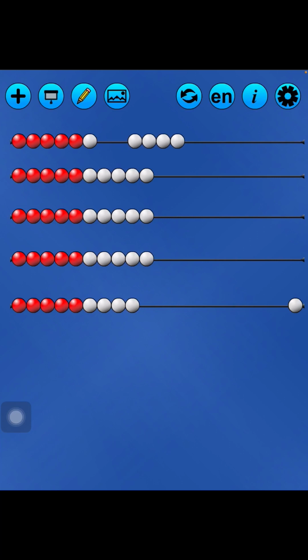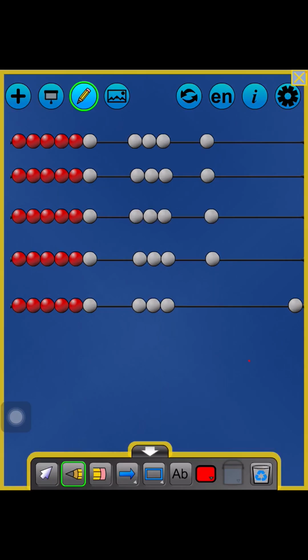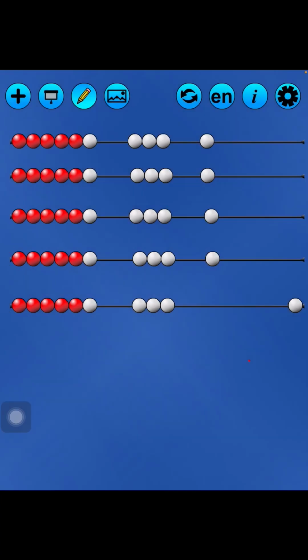How about if each boy gets 6 candies? Now there's 1 group, 2 groups, 3, 4, 5, 6, 7, and 8. But there is 1 candy left. Therefore there won't be 8 boys.